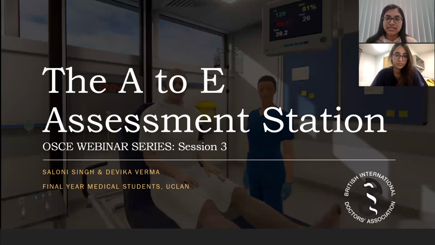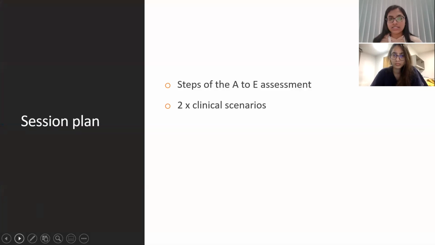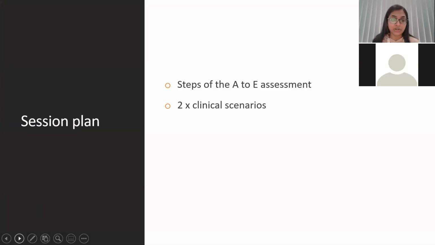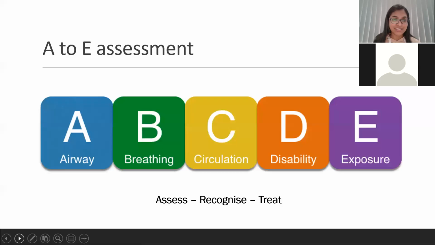We're going to go through all the steps, and please feel free to ask any questions and put them in the chat box. So the aim of the session is all the steps of the A2E assessment, and then we have two scenarios that are prepared, and we'd love it if you guys interact with us, ask us questions, and pop in all your answers in the chat box.